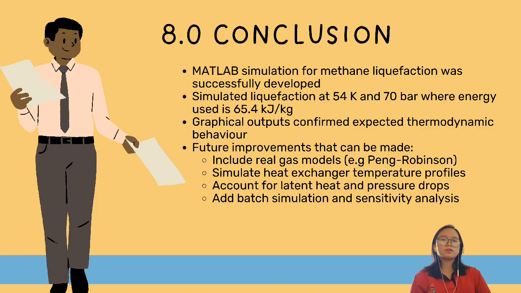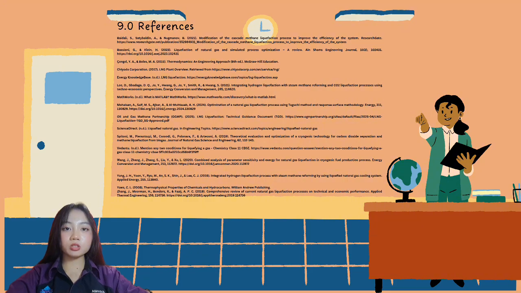While the model achieved its primary objective as a learning and analysis tool, it contains several simplifications. These include the assumption of ideal gas behavior and a basic implementation of the Joule-Thomson effect, with no consideration of heat exchanger dynamics, real gas equations, or pressure drops. As for future improvements, integrating real gas models could be taken into consideration, along with modeling temperature profiles in the heat exchanger, accounting for latent heat, as well as batch simulation and sensitivity analysis. These enhancements would increase accuracy and practical relevance of the simulation, expanding the model's function for engineering, education, and preliminary process design purposes. These are the list of references we used for this project.